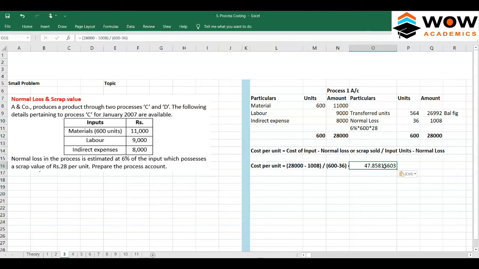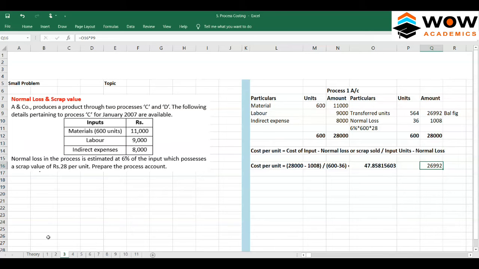So we got the answer. The answer is 47.8. Okay. So this is about this sum. So again, here also they have not given you the units to be transferred. So the units to be transferred is assumed to be the balance amount. Okay. This is normal loss and the balance. This you can find out either through the balancing figure, or if you multiply this number into the transferred units, it will give you the same answer. See, it will give you the same answer. So however you want, you can compute it and you can get the answer. So that's about this sum.